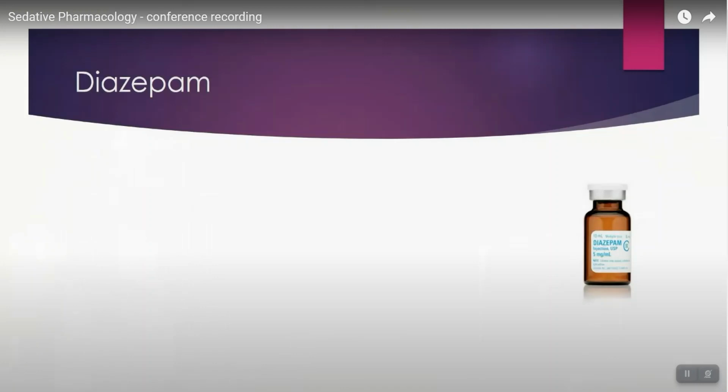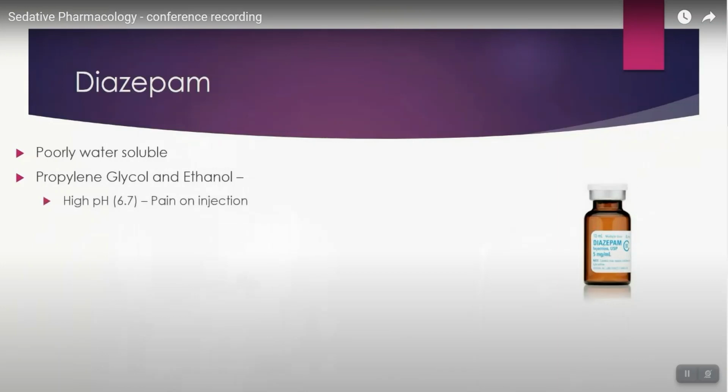So let's talk about diazepam. This drug is poorly water soluble. So what do I mean by that? Well, its carrier is propylene glycol and ethanol, which has a very high pH, and that's what makes it sting when you inject it. Because of this carrier, it also causes erratic absorption because of this pH.